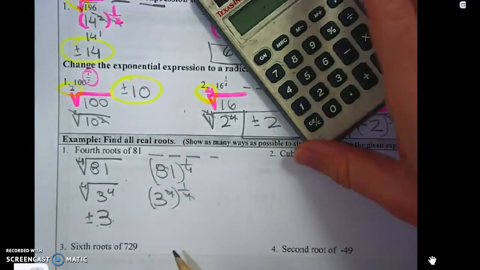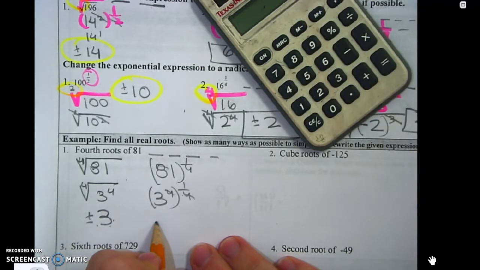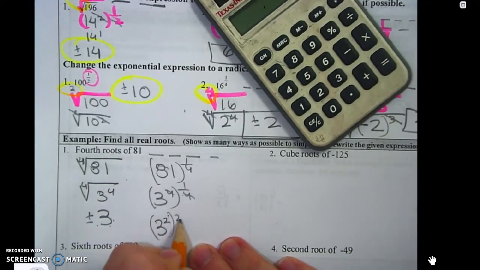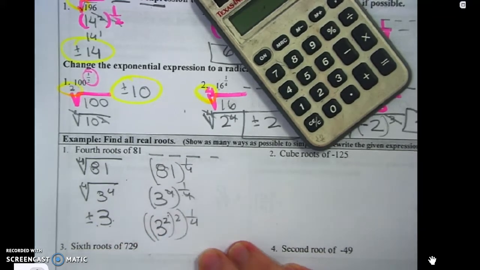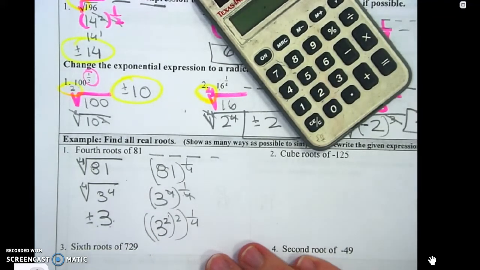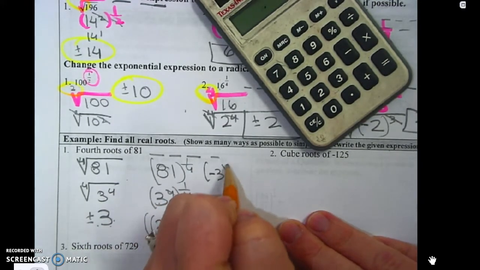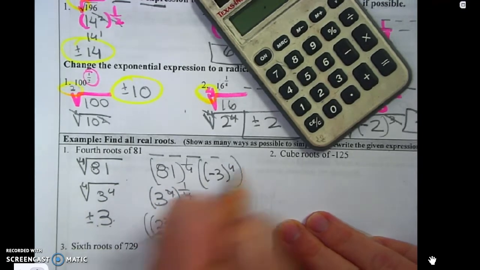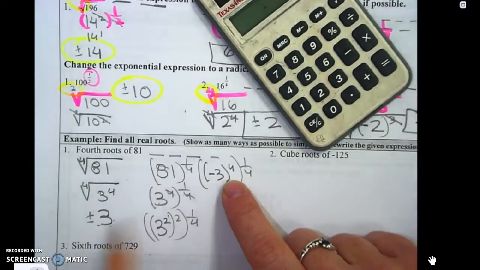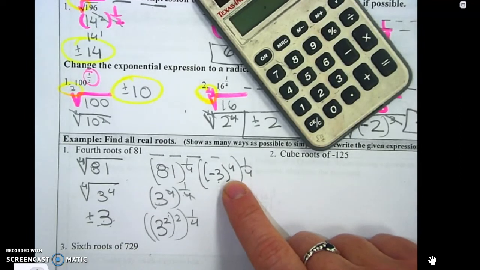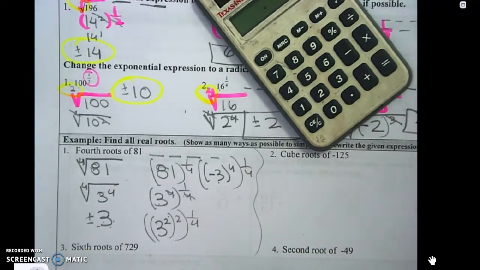I actually could do it another way. I could actually go 3 squared to the 1/4. It's another way. I could actually rewrite this as -3 to the 4th to the 1/4, because remember, my answer is not only positive, but it's negative. All right, I think that's enough.